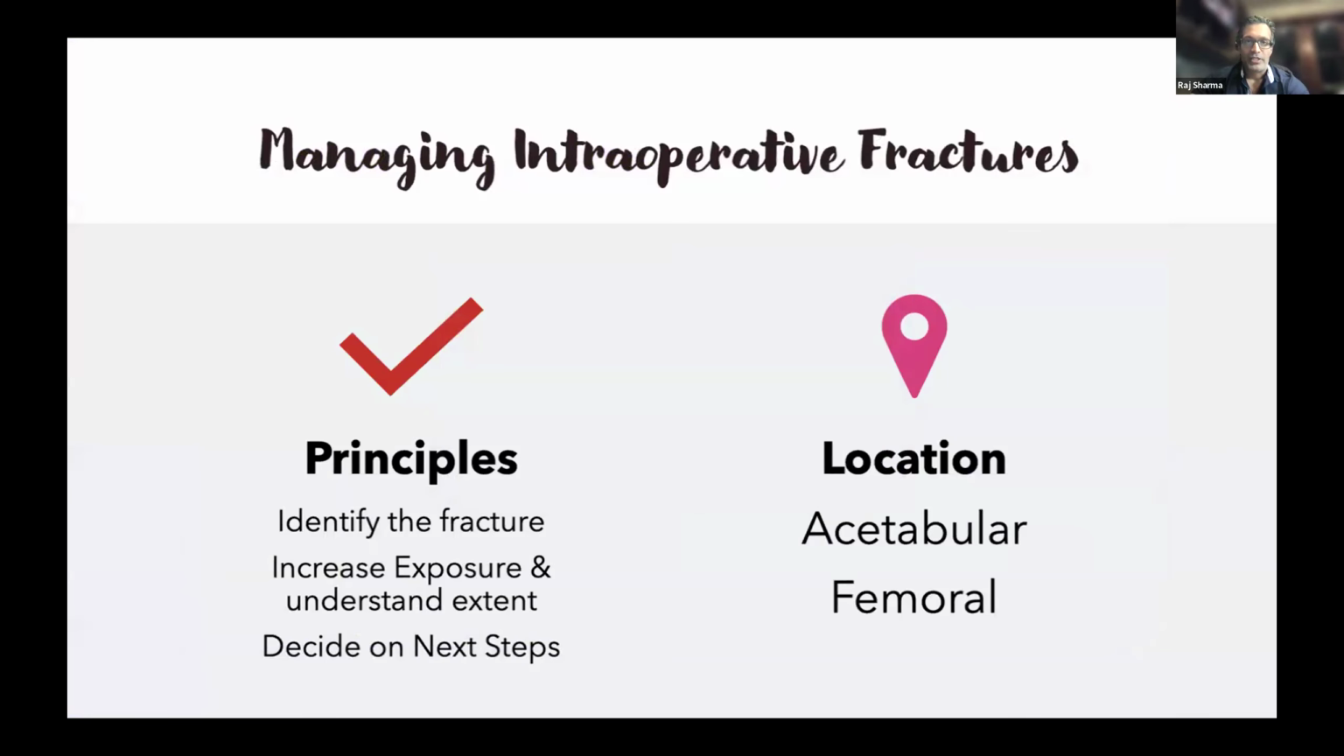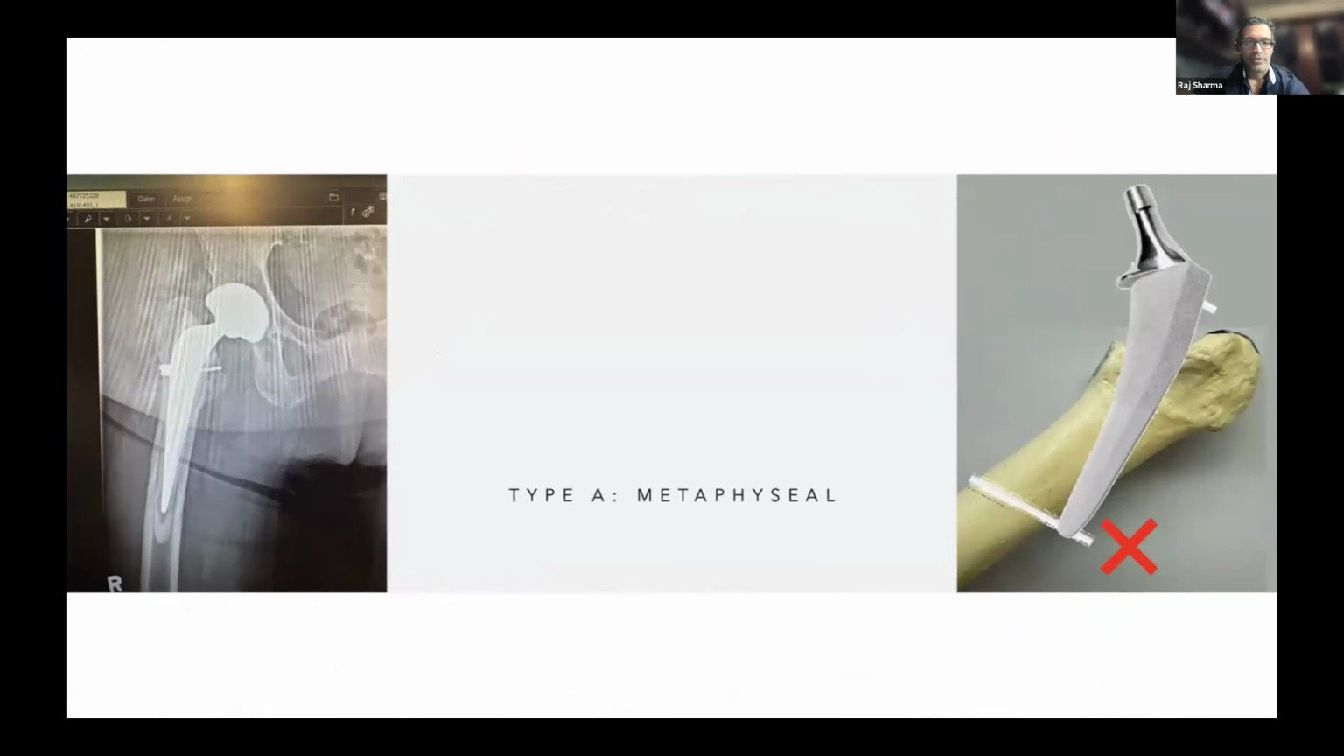So jumping on to managing intraoperative fractures, some of the basic principles of intraoperative fractures. This is as you're doing the procedure, you notice that there is something wrong. So the principles are identify the fracture, increase your exposure to understand the extent of the fracture, and then decide on what the next steps to do during the case. This could be both on the acetabular or the femoral side. So I'll start off with the femoral side.